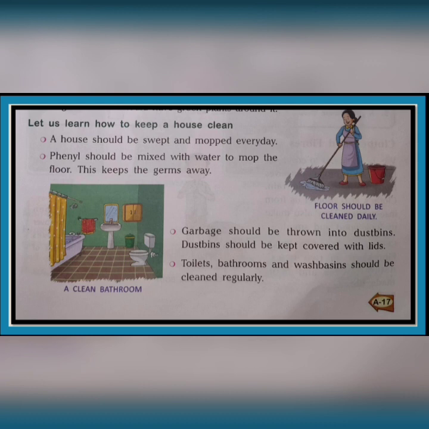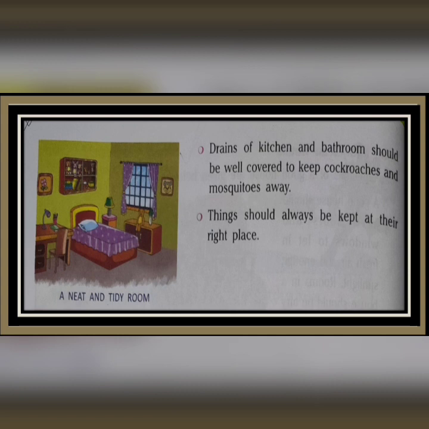Okay, a house should be swept and mopped every day. Phenyl should be mixed with water to mop the floors. So this keeps the germs away. Next, garbage should be thrown into the dustbin. The dustbin should be kept covered with lids. And toilets, bathrooms and wash basins should be cleaned regularly. Drains of kitchen and bathroom should be well covered to keep cockroaches and mosquitoes away. Things should be kept at their right place. So these are the ways how to keep a house clean.